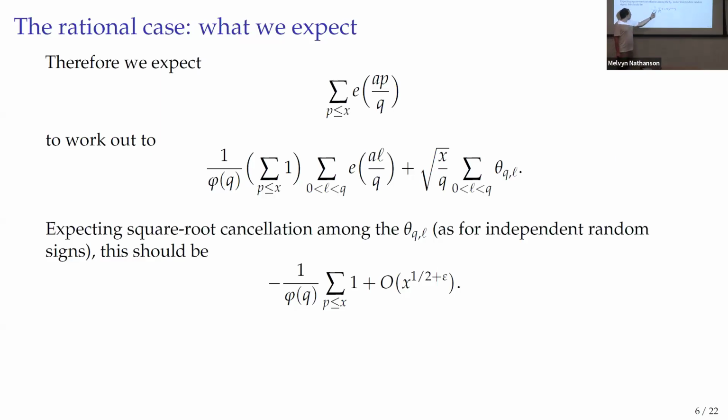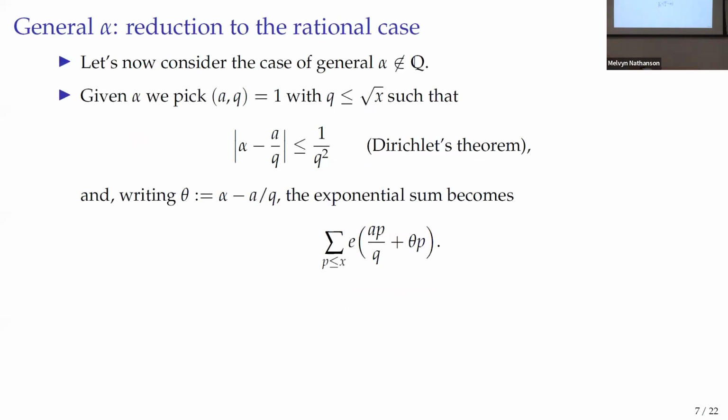And you see that after q is bigger than square root of x, this overwhelms everything. You just see pure noise. Nothing interesting is happening anymore. Okay. So one thing that this actually tells you is that the quality of the rational approximation will matter in the general case. So let's now consider the general case.